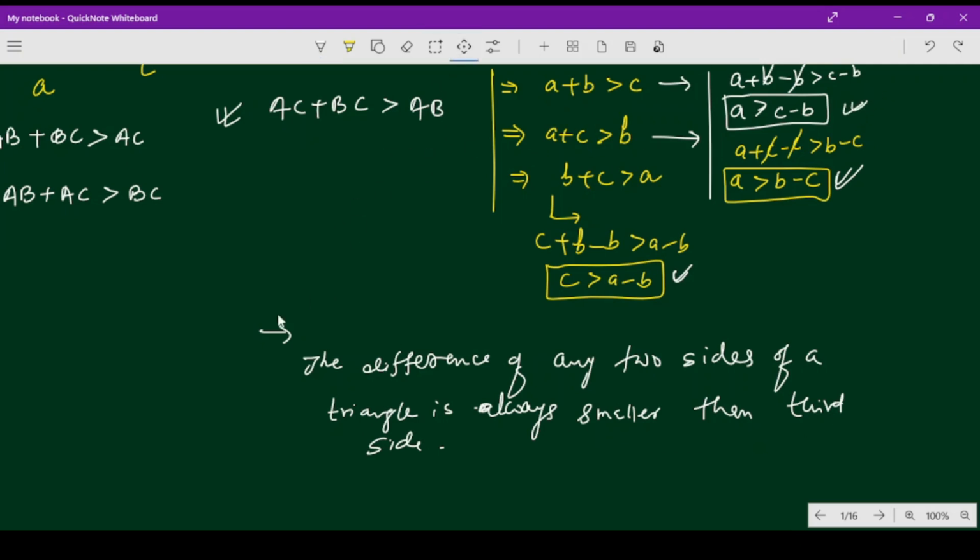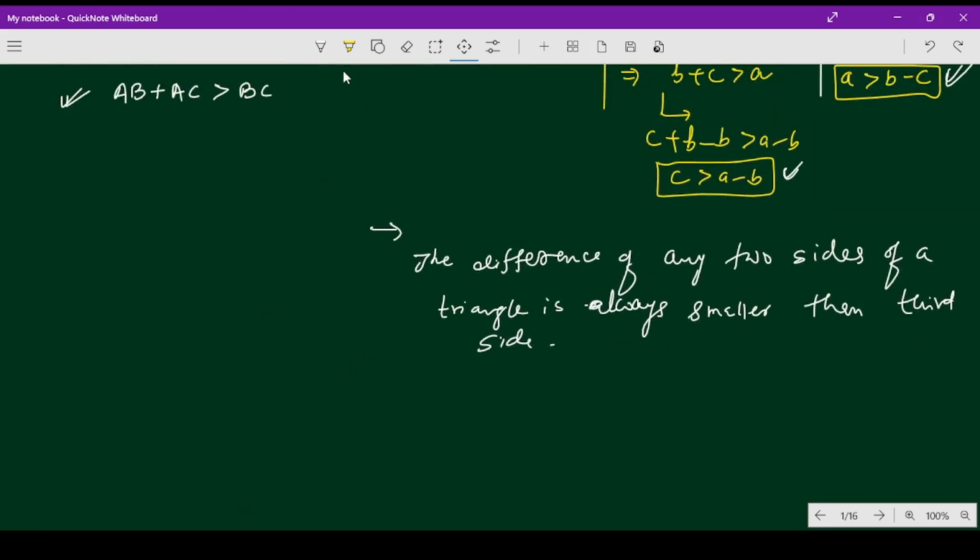Now we have another inequality based on the same thing. Let's say I have taken a triangle PQR, and out of these angles, angle Q is bigger than angle P. Then the side opposite of the angle which is bigger in value will be longer in size as compared to the one opposite the smaller angle. So this is the second inequality.